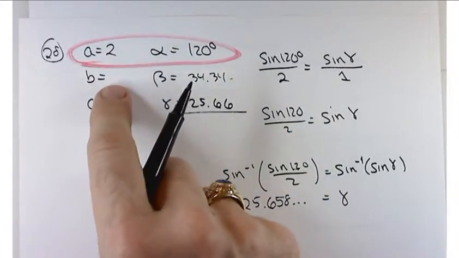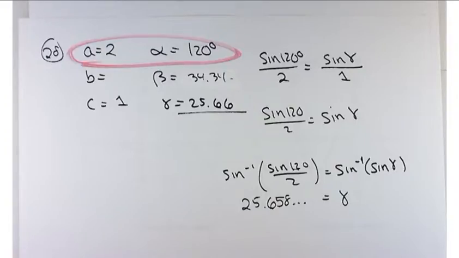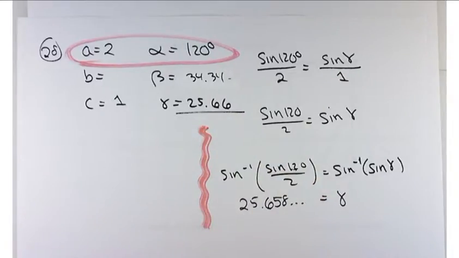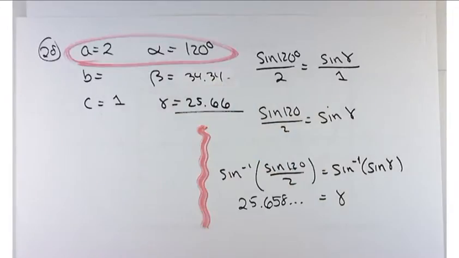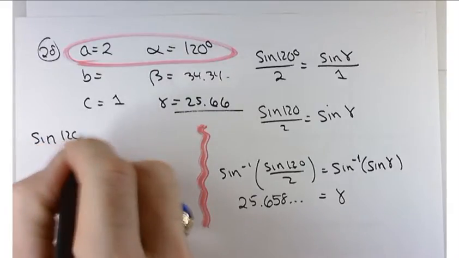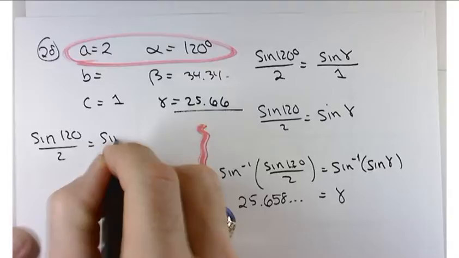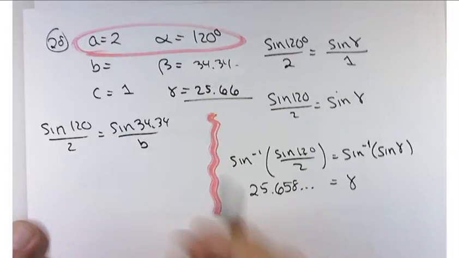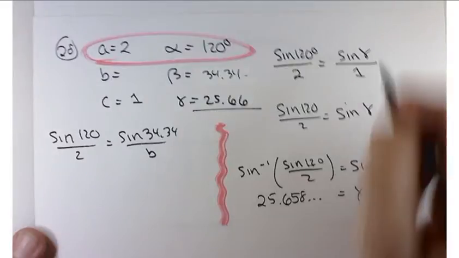There's one last thing we need to set up for and solve, and that's B. What should I set up, or how can I set up something to get B? Perfect. Thank you, Roy. So sine 120 over 2 equals sine of 34.34 over B. You're going to get pretty good at cross-multiplying and dividing and all that stuff.